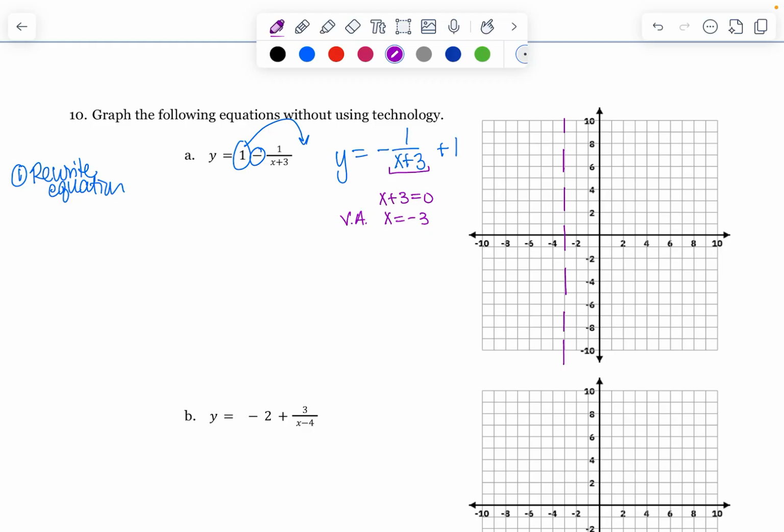And then if I still think about transformations, this +1 is going up 1 unit. So my normal horizontal asymptote for my parent function is at 0. And if that gets shifted up 1, I'm at positive 1. So I'm going to draw in my horizontal asymptote at positive 1. I want to do my asymptotes first, so that's going to be step 2. So we already drew them in, but we'll add that to our list. We want to sketch in our asymptotes.